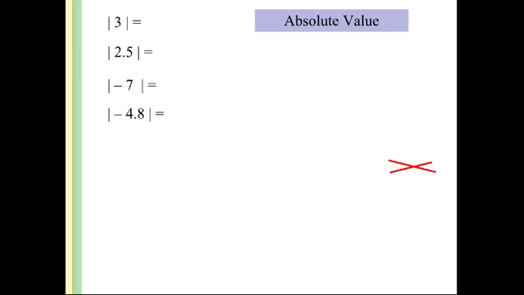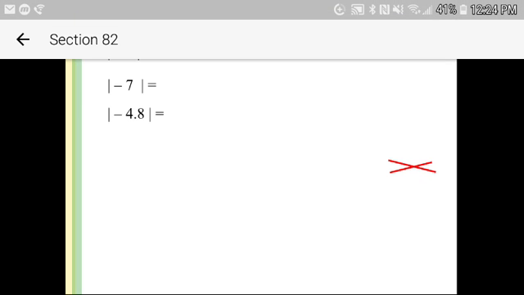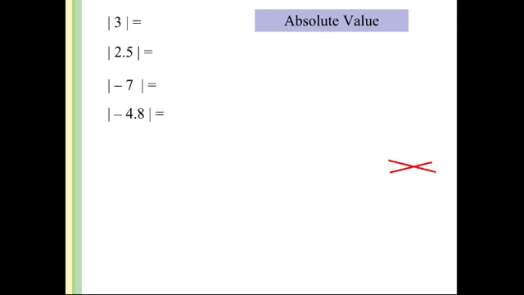So 3's absolute value is 3. And 2.5's absolute value is just 2.5. And negative 7's absolute value, in your previous math courses, you would think that it's 7. And you are right, because absolute value didn't change. It's still 7. And negative 4.8 is 4.8.